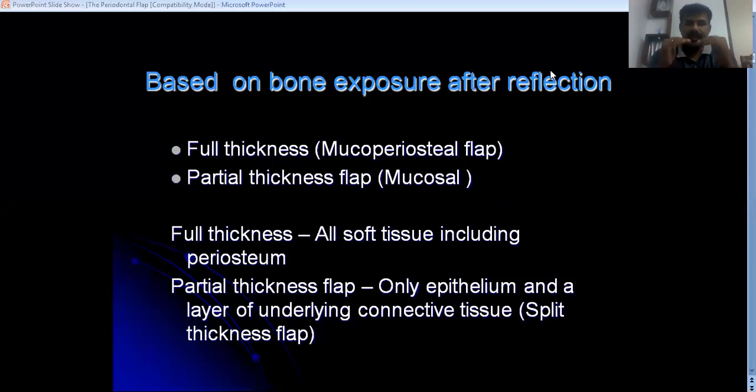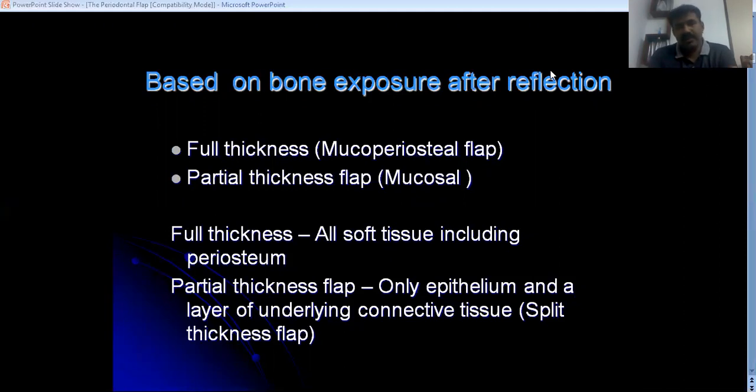So you're reflecting the gingiva along with the underlying periosteum. So you have three components there. You have the epithelium, then you have the underlying connective tissue, and then the periosteum. If all these three layers are being reflected, it is called a full thickness flap. This full thickness flap you usually elevate using your periosteal elevator.